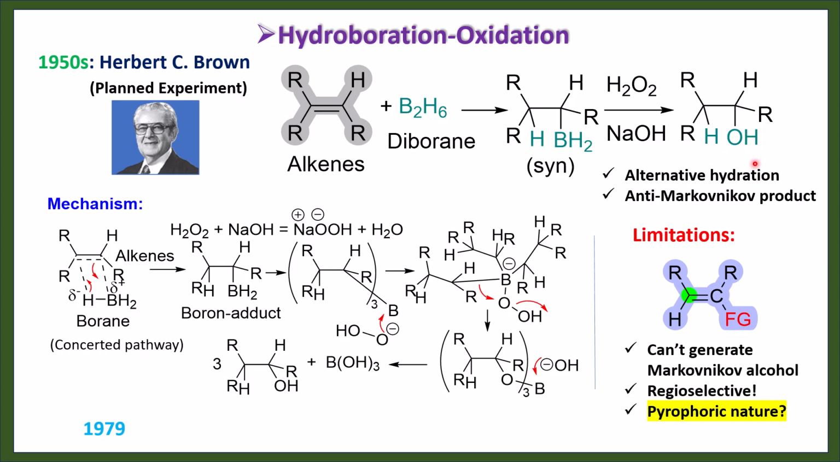And most interestingly, normal hydration gives the hydroxyl group as the Markovnikov product, where the more substituted alcohol forms as the major product, but in this case the less substituted alcohol is formed; the anti-Markovnikov product is the main product. So how do these reactions happen? Here is the mechanism.